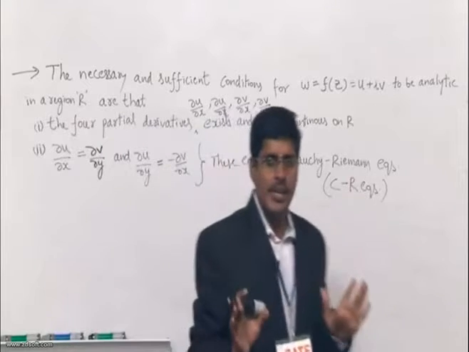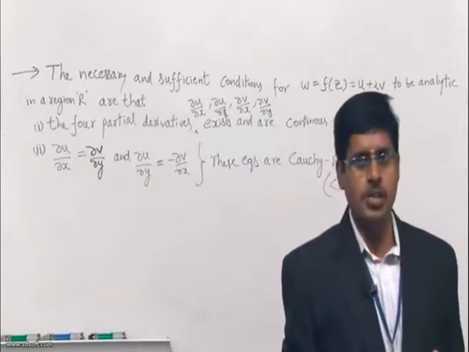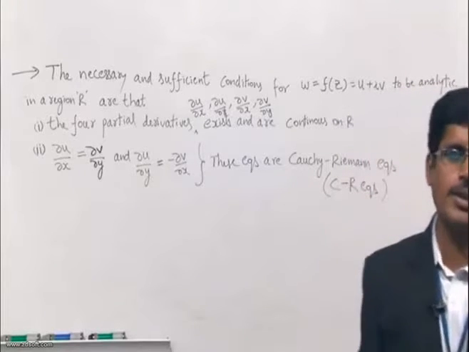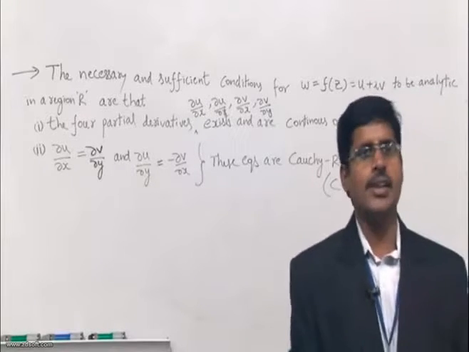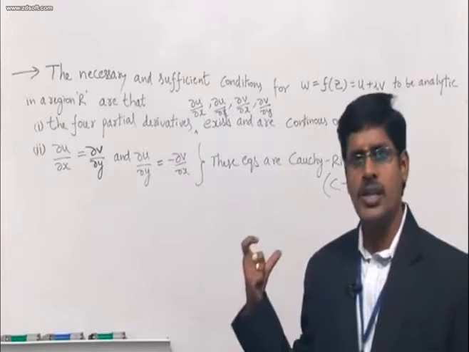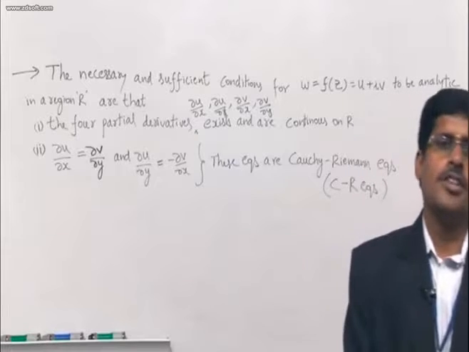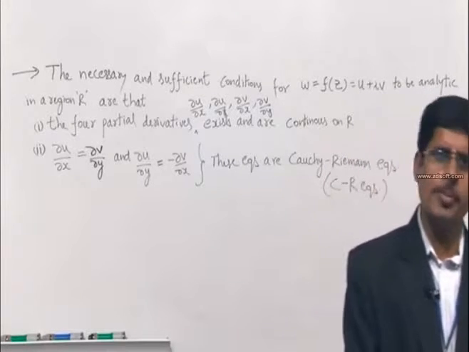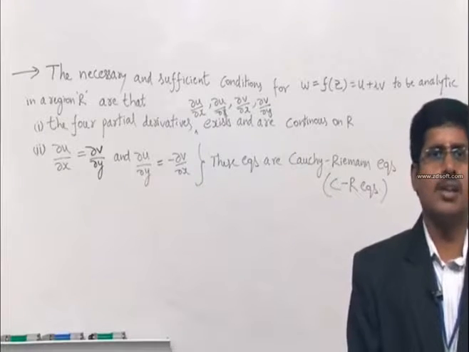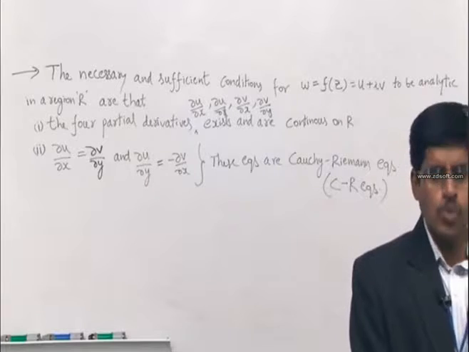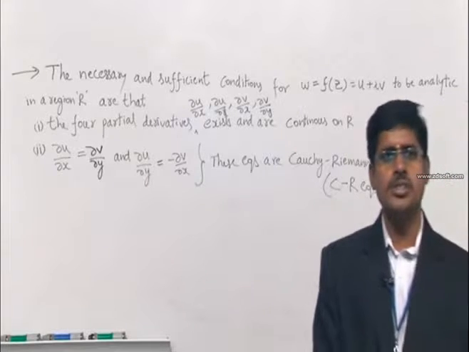If the given complex valued function f of z is equal to u plus iv, or w is equal to f of z, is analytic in a region R, then these two conditions are satisfied. What is that? The four partial derivatives, dou u by dou x, dou u by dou y, dou v by dou x, dou v by dou y exist and are continuous in R. And the second condition is the two equations which are called Cauchy-Riemann equations.